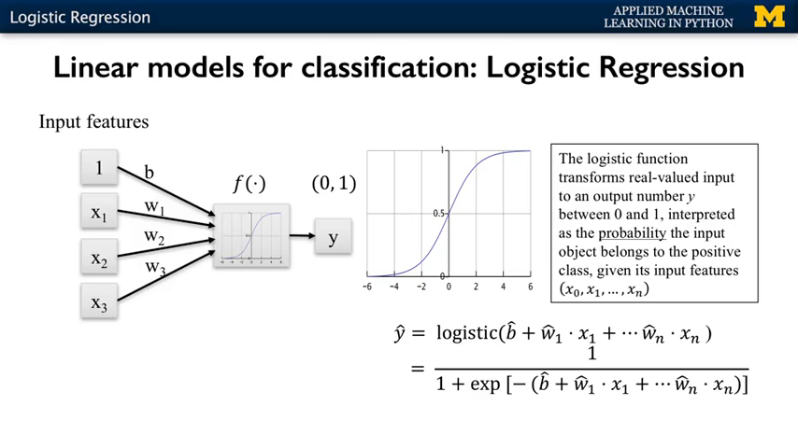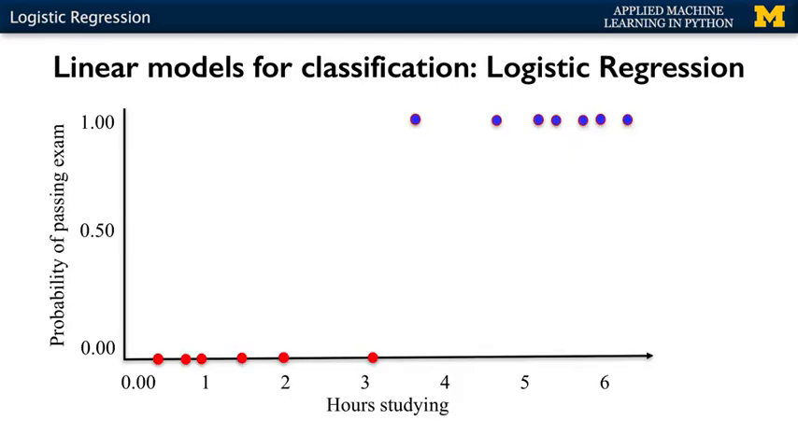Let's look at a specific example of logistic regression with one input variable. Suppose we want to predict whether or not a student will pass a final exam based on a single input variable that's the number of hours they spend studying for the exam. Students who end up failing the exam are assigned to the negative class, which corresponds to a target value of 0, and students who pass the exam are assigned to the positive class and associated with a target value of 1. This plot shows an example training set.